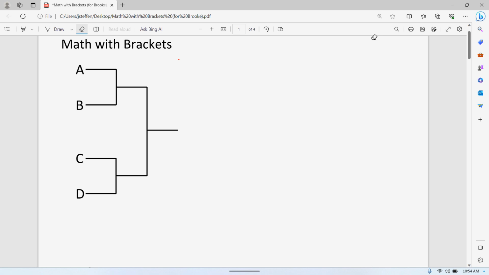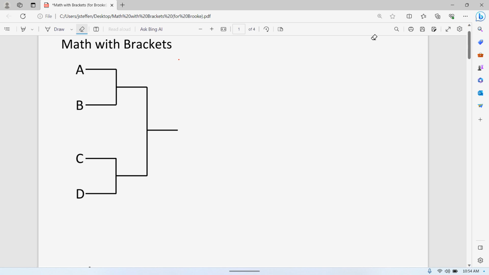So when she told me this, I said there's actually some really cool math with brackets. And the one that I think is the most interesting is how many different brackets you can fill out. With that, you can find the probability of finding the perfect bracket. What's the likelihood that when you fill out a bracket, you will get every single pick right? So 16 is kind of a lot, so it's easier to look at a smaller sample space.